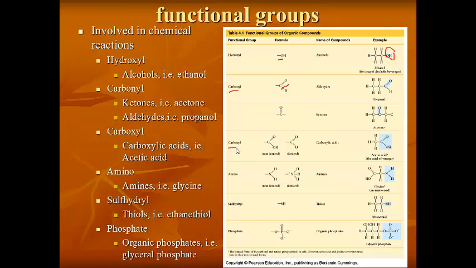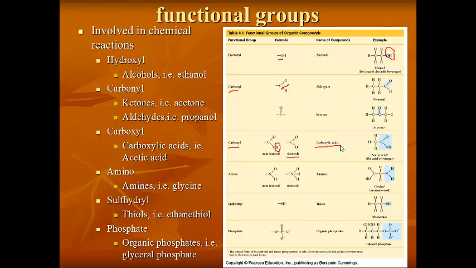Next, we have a carboxyl group, carbon double bonded to an oxygen. The carbon is also single bonded to another oxygen. You can see here that you have a non-ionized and an ionized form of the carboxyl group. Carboxyl groups donate hydrogen ions to solution. Therefore, they are acidic, right? They're an acid. Carboxyl groups are found in carboxylic acids.